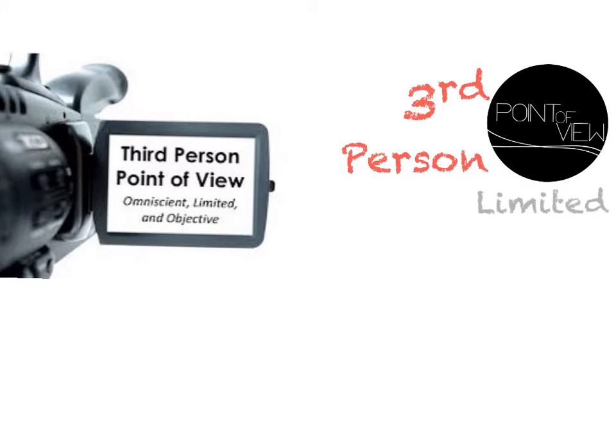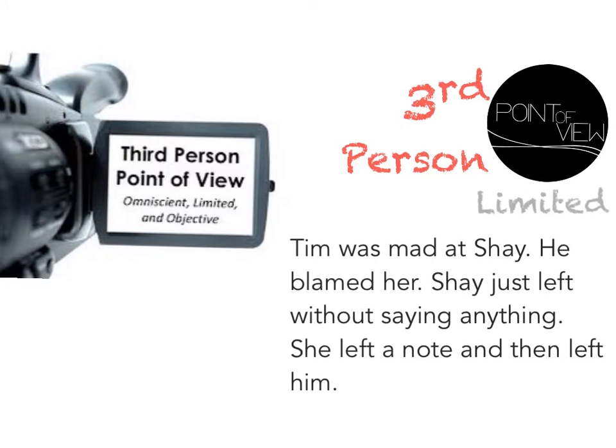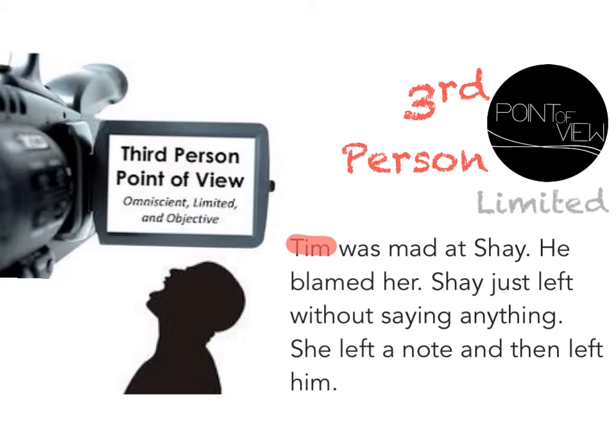With third-person limited, our narrator is limited to one character and can tell the thoughts and feelings of only that one character. For example, Tim was mad at Shay. He blamed her. Shay just left without saying anything. She left a note and then left him. In this case, we do not get to understand where Shay is coming from, only Tim.